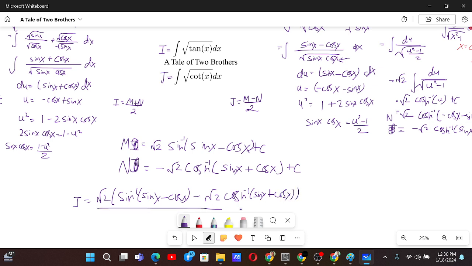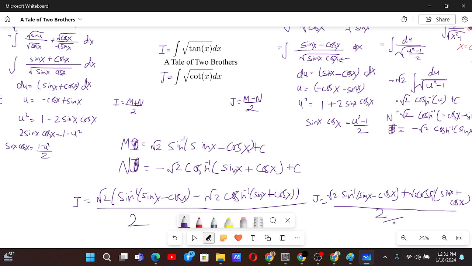by 2, and j is root 2 sin inverse sin x minus cos x, and then plus root 2 cosh inverse sin x plus cos x by 2. So these are the answers for these integrals.